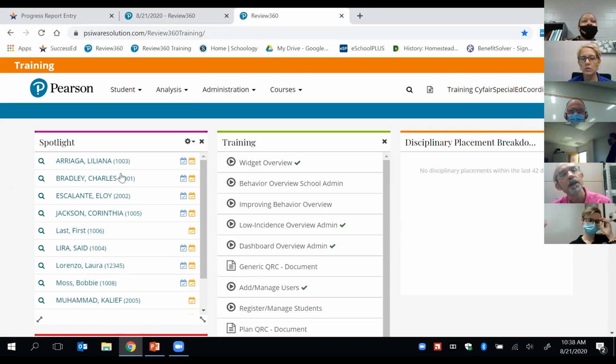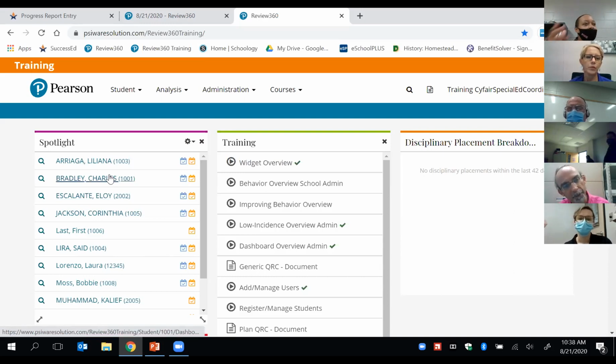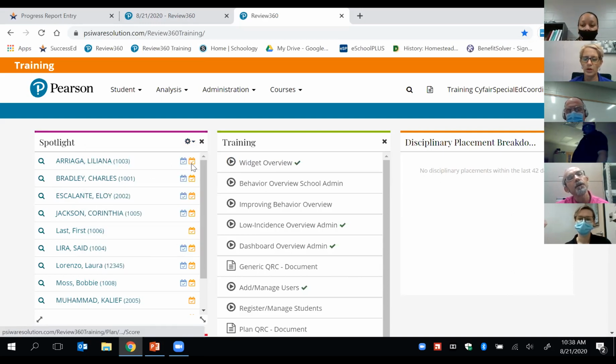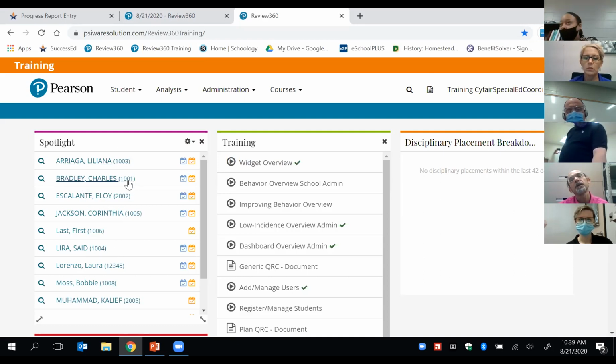Another thing I want to point out about this spotlight box: even though you go in and create plans, there are a few conditions that need to occur for those kids to appear in the spotlight box. They have to have goals added to the plan. You can start a plan for a kid and not add goals, but if the kid has no goals, they're not going to appear right there. If you are not a teacher on that plan, the students are not going to appear in the spotlight box. If you've selected only list my plans, the plans will not appear until they're active with the start date. So let's say you create a plan today and you input the start date as September 8th, which would be okay if the kids didn't have any previous plans. Those kids are not going to show up in the spotlight box until September 8th rolls around.